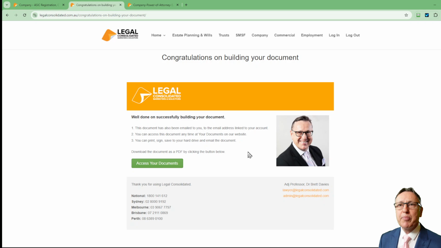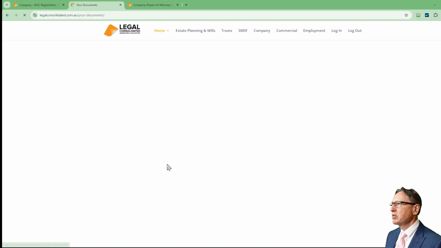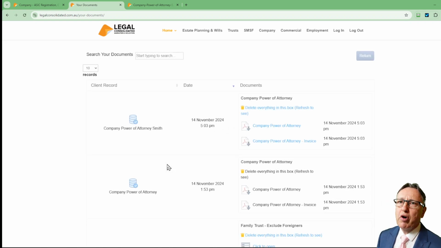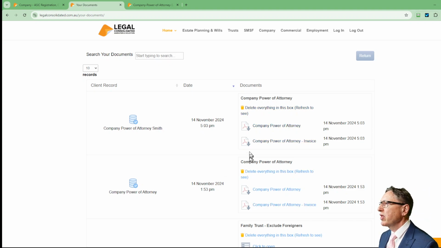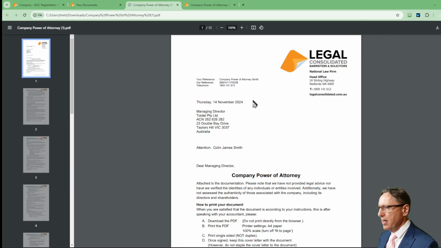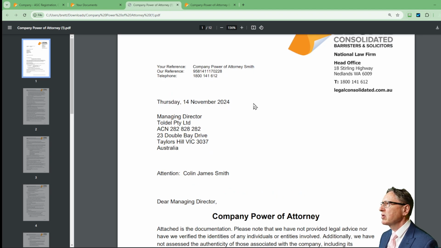I'm going to open up this company power of attorney straight away. I'm going to access the document. So all documents are stored here. I could delete them if I wanted to, but all documents are stored there. I can see I've got a tax invoice, which is interesting, but I want to see this company power of attorney. So I've just downloaded it. It's a PDF, and I'll open it up and have a look. Aha, let's make that a bit bigger so we have a good look at it.